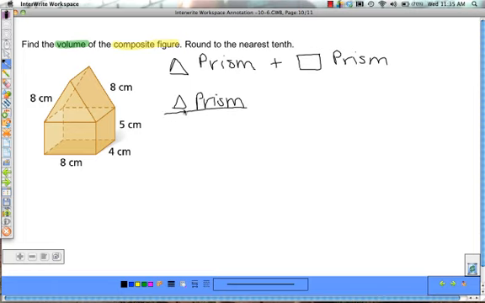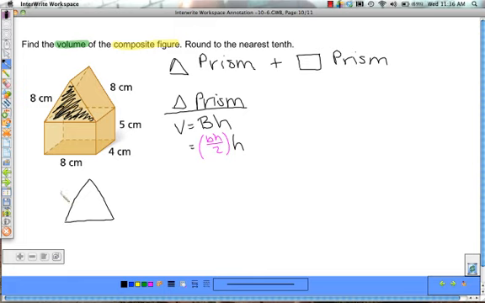So let's look at the triangular prism. The volume is area of the base times height. Area of a triangle is base times height divided by 2, and then times the height of the prism. So shade in the base of the triangular prism so that way you can keep it separate. You might even want to come down here and draw the base.